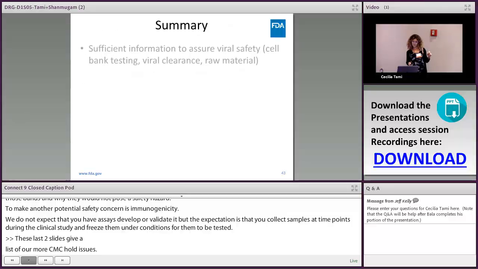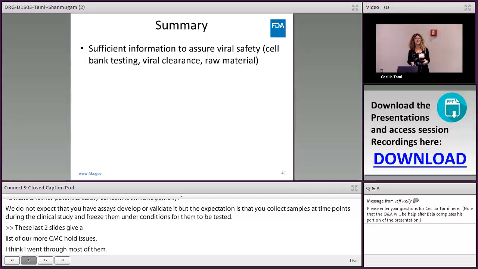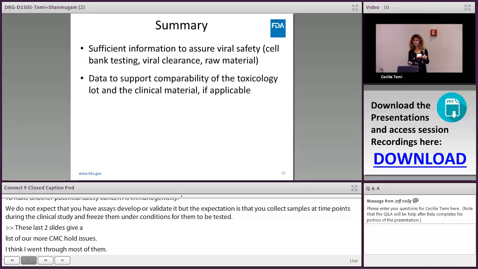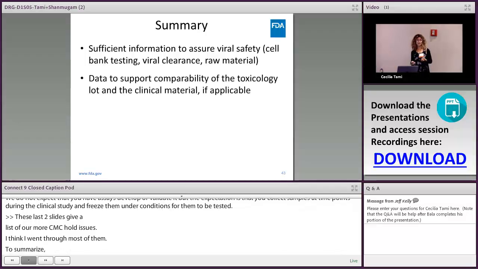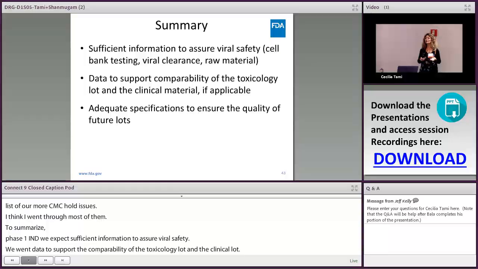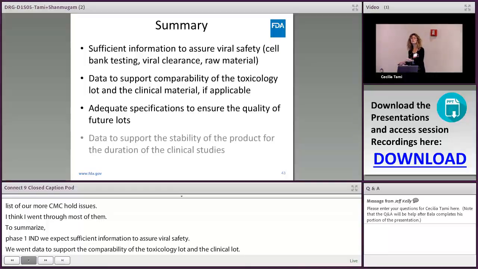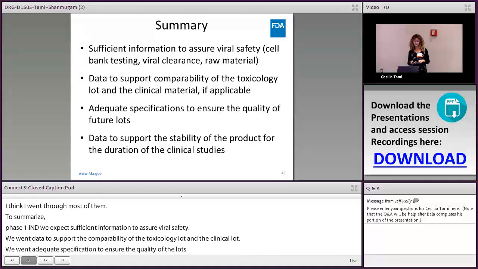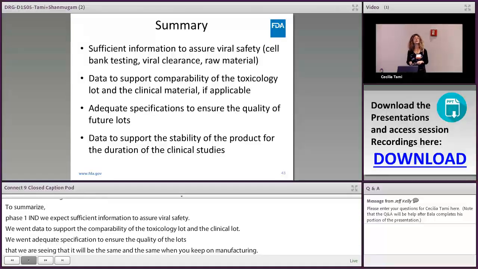Okay. So to summarize, for a phase 1 IND, we expect sufficient information to assure viral safety, data to support the comparability of the toxicology lot and the clinical lot when they are different lots, adequate specifications to ensure the quality of the lots, because your proposed clinical lot needs to be the same when you keep on manufacturing material, and data to support the stability of the product during the clinical studies.